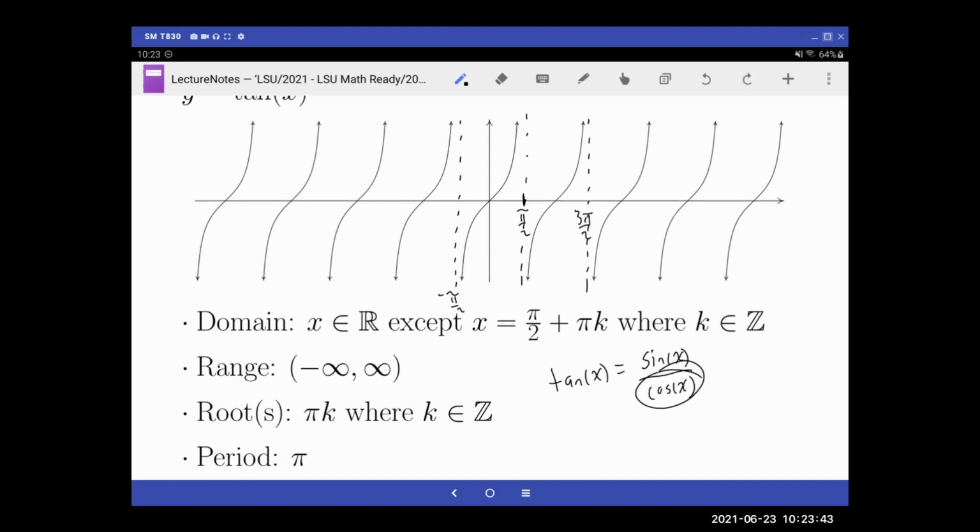The range is negative infinity to positive infinity. You can see that here. It goes down forever and up forever. And the period is pi, not 2 pi like on sine and cosine. It's just pi. You can think about it from here. The distance from here to here is pi units long. So that's the period.